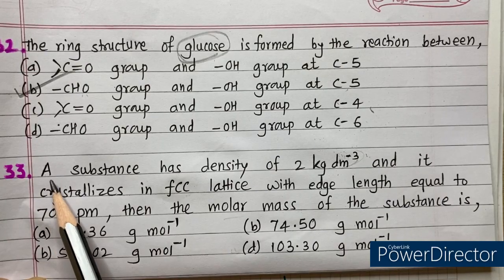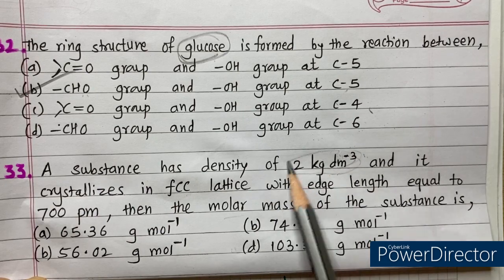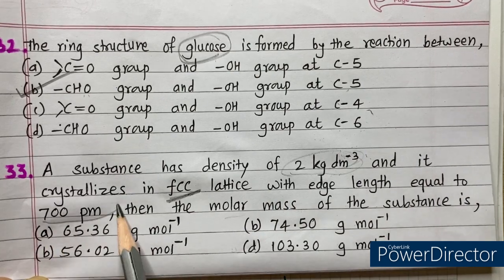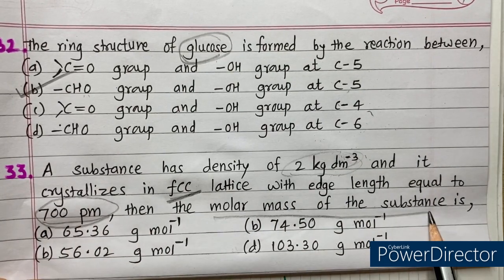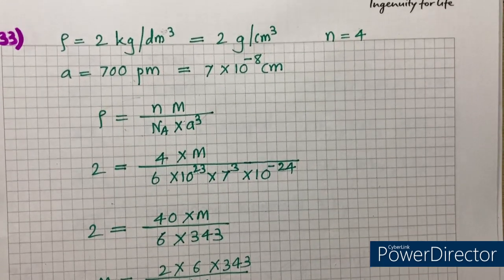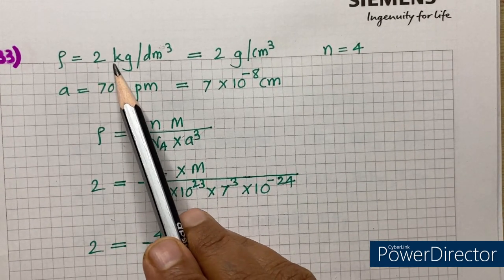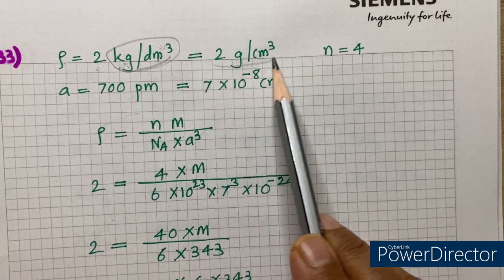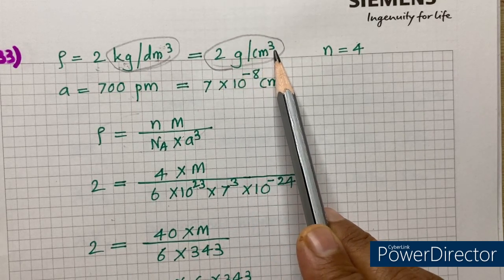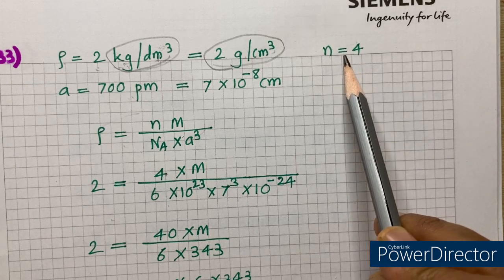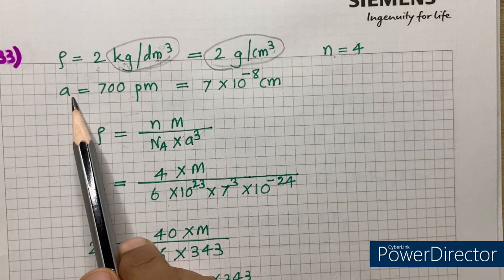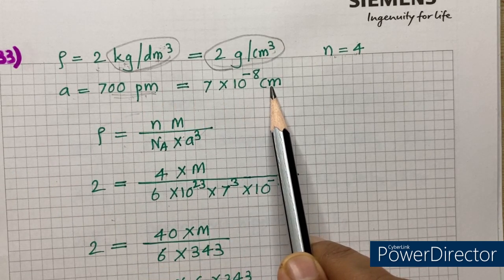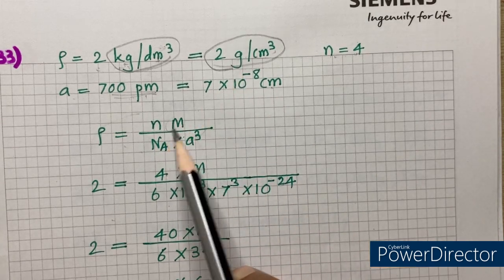Okay, next question: a substance has a density of this much and it crystallizes in an FCC lattice with an edge length equal to 700 picometer, then the molar mass of the substance is. Very simple question. See here, given information. The density is given in this unit. That is, the same. It is 2 gram per cm cube. Okay. N is equal to 4. That is FCC structure. Now here, the edge length is given in picometer. First, convert that into centimeter. Okay, here the molar mass is in gram.